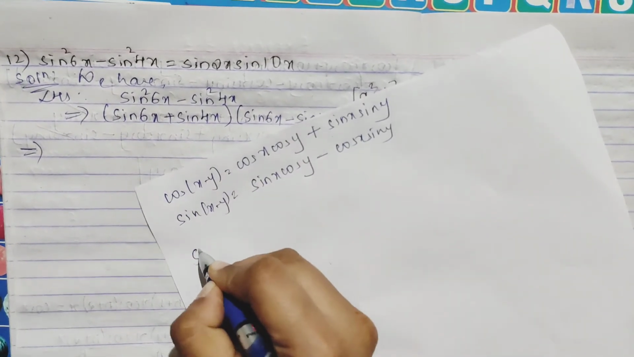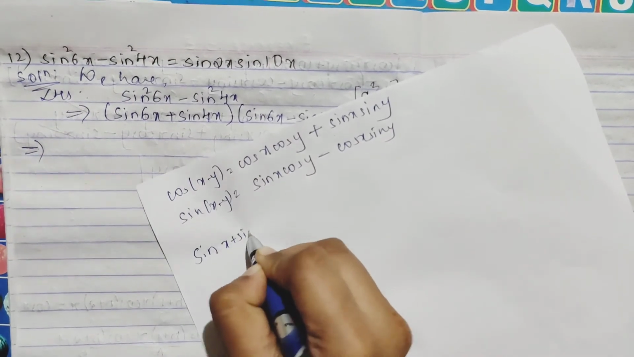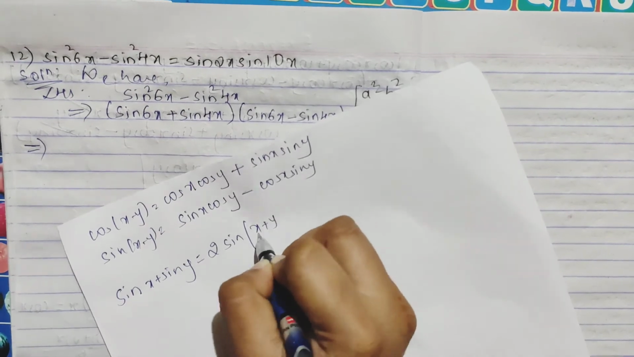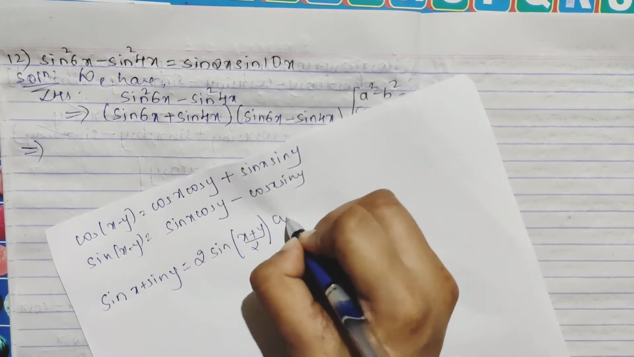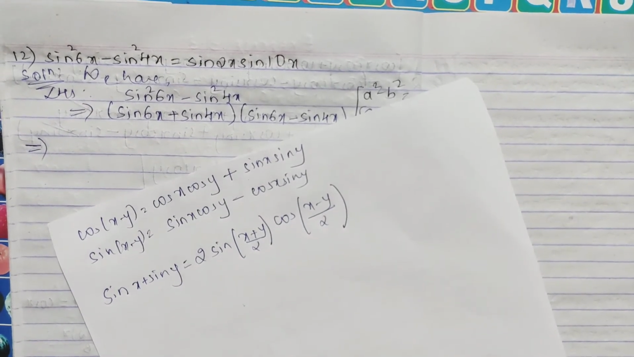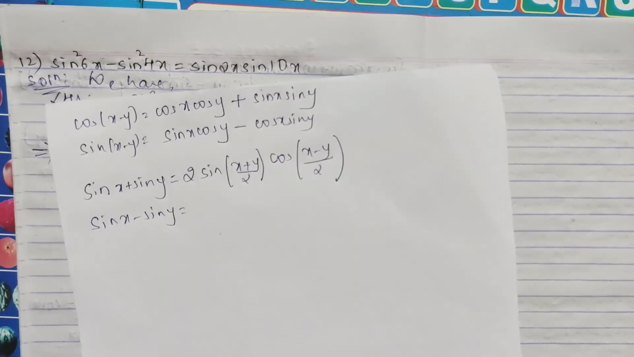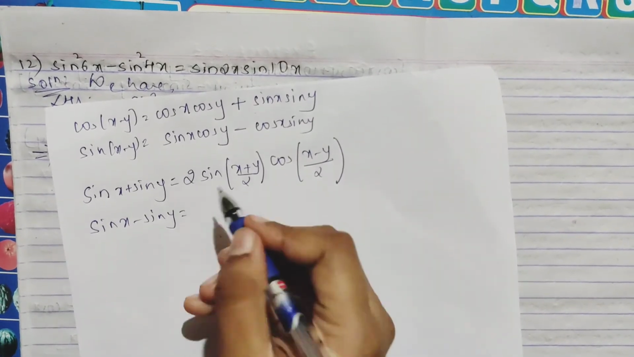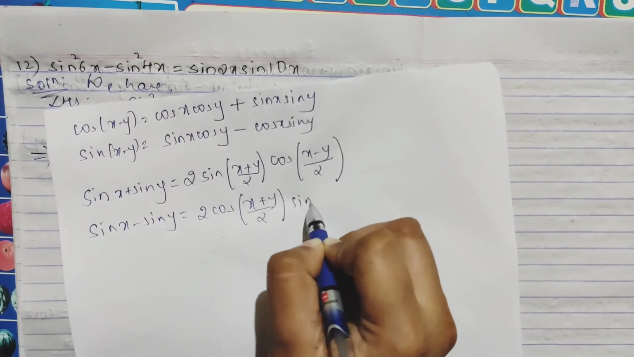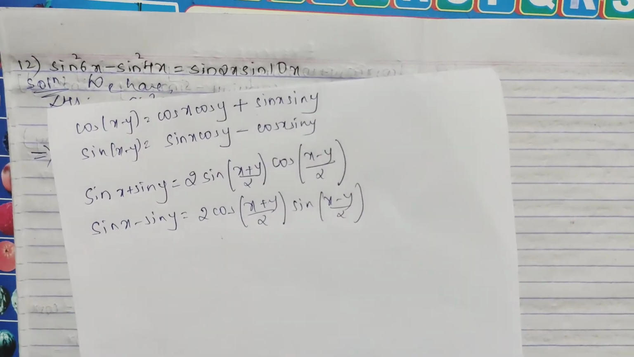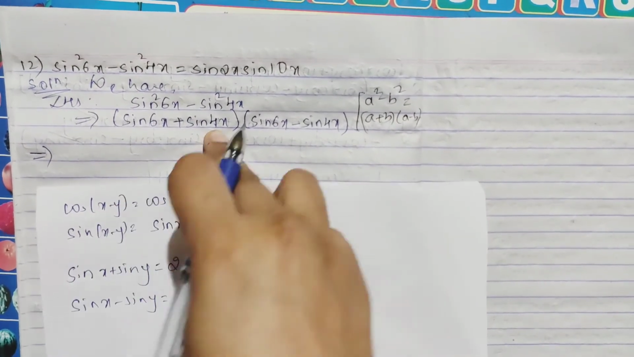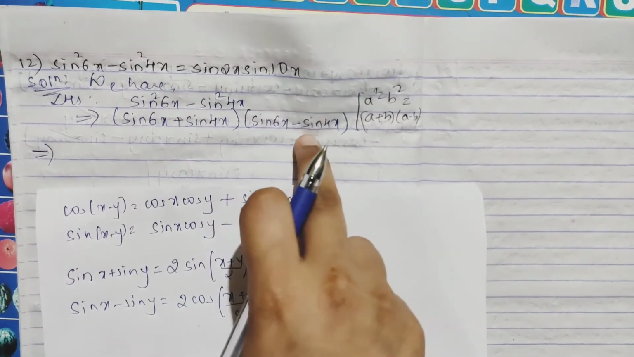What we have: sin x plus sin y, we have shown this is twice of sin of x plus y by 2 and cos of x minus y by 2, right? Sin of x plus sin y. Also we have proved sin x minus sin y is 2 cos of x plus y by 2 into sin of x minus y by 2. So we will make use of this here only. This is sin x plus sin y, this is sin x minus sin y.